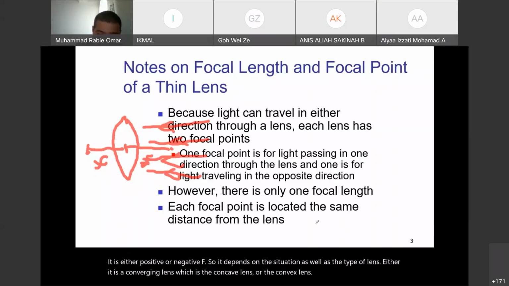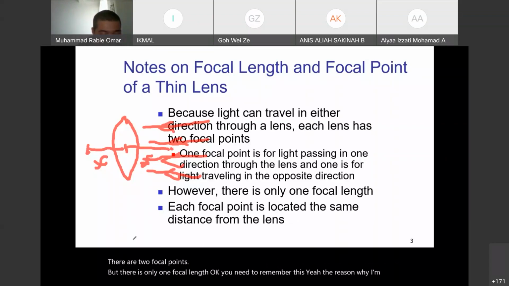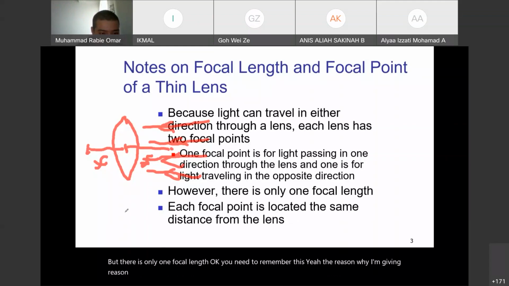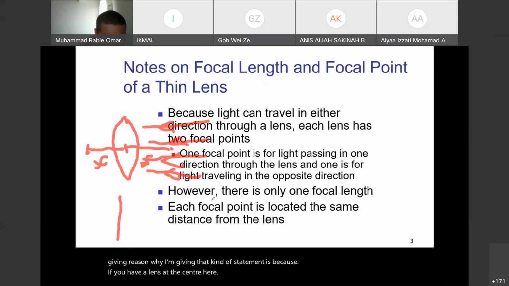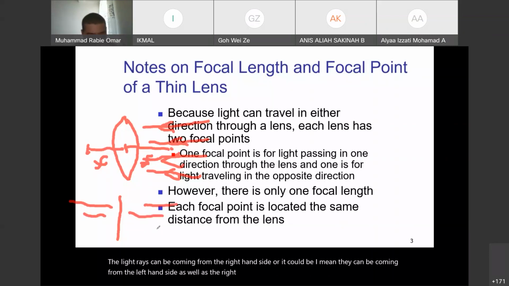There are two focal points, but there is only one focal length. Okay, you need to remember this. The reason why I'm giving you that kind of statement is because if you have a lens at the center here, the light rays can be coming from the left hand side as well as the right hand side. So it depends on your situation.